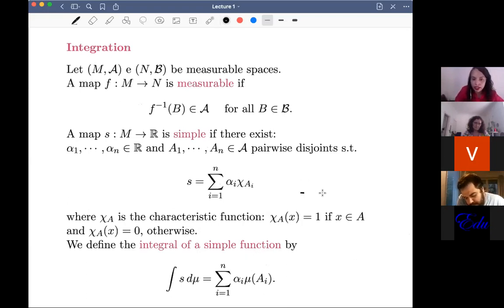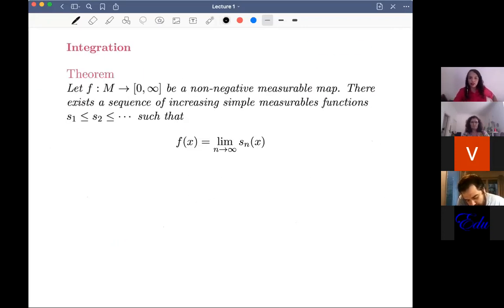Let me do it again. Your map is like this, could be also going down. Then here is alpha one, alpha two, alpha three. That's the value of the map, and the sets that are defined, A1, A2, A3, and so on. Okay? So then it's very easy to define.